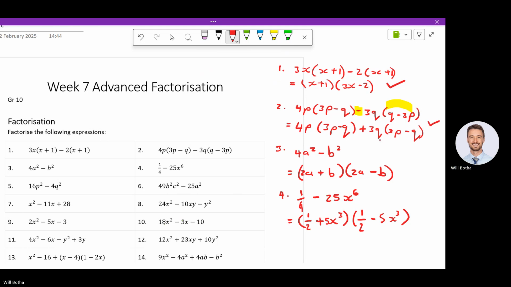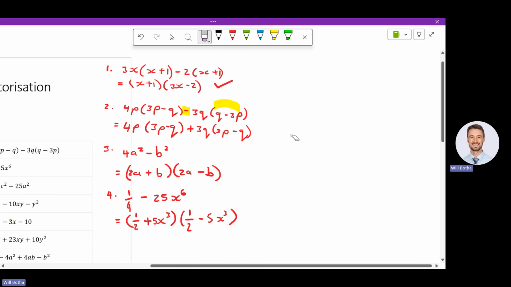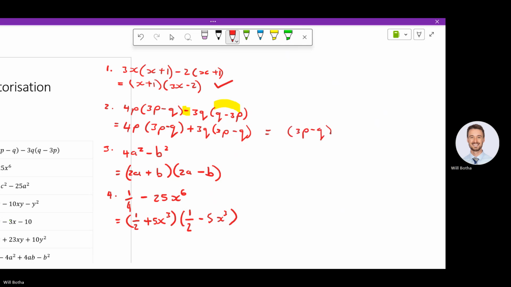Oh, sorry. For some strange reason, I didn't do number 2. I just stopped. I'll just complete 2 here. If I take out the brackets, okay, that'll be number 2's final answer.